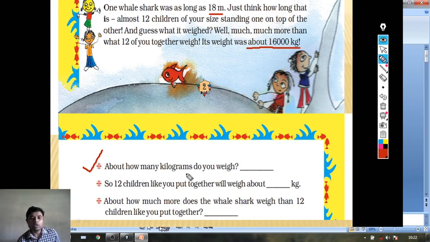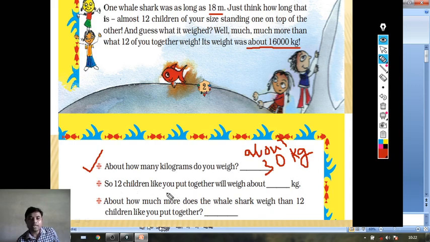About how many kilograms do you weigh? Suppose you are about 30 kg. My handwriting is bad here. Please cooperate. Okay, about 30 kg. Please students, write it in your book with a pencil. Your weight is about 30 kg.